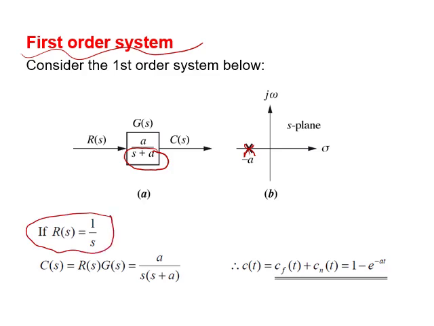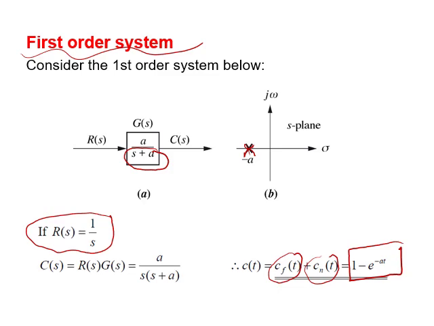So if I want to convert to the time domain, we are going to find that it is equal to Cf of t, as I showed you in the previous slide, which we call the forced response, plus the Cn of t, which is the natural response, which is found here as 1 minus exponential of minus at.